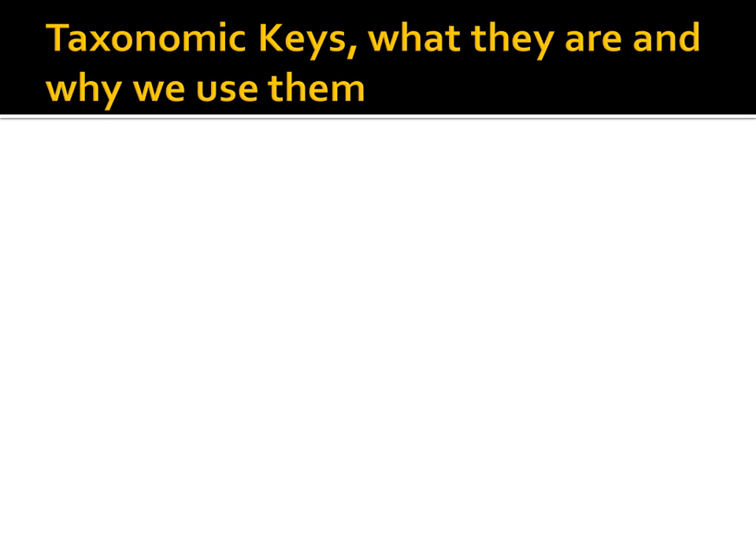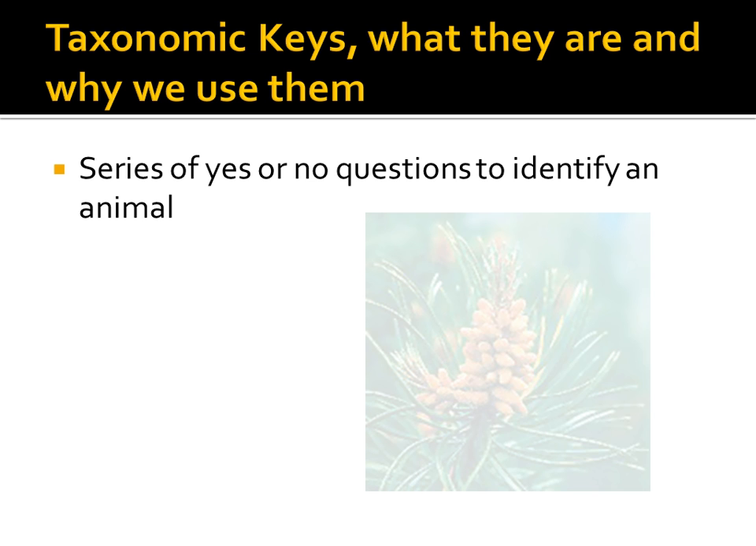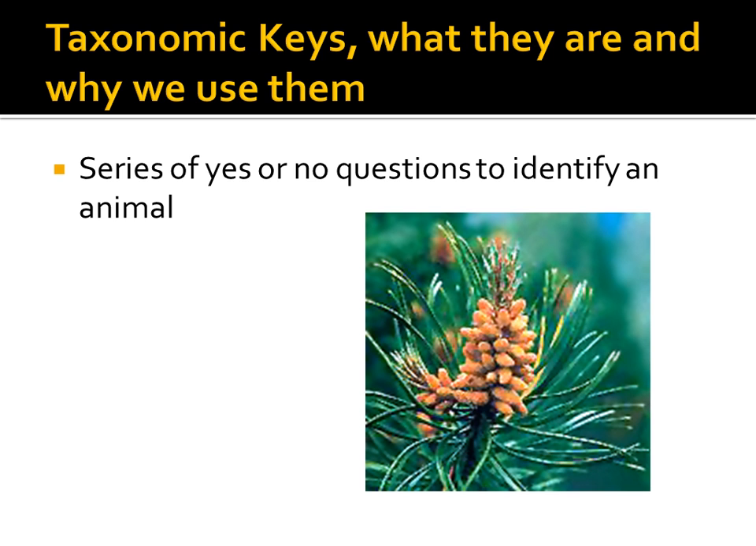Now we'll move on to the idea of taxonomic keys, what they are and why we use them. They're actually a pretty simple device. You've used them before, also sometimes called a dichotomous key. Basically it's a series of yes or no questions to identify an animal. I like to think of it as a way to get an answer quickly.